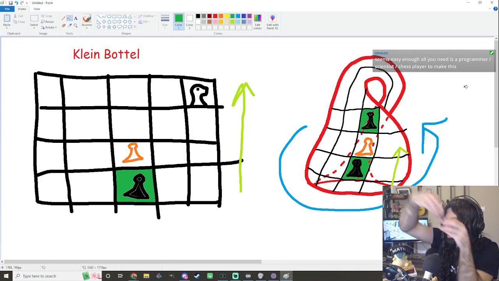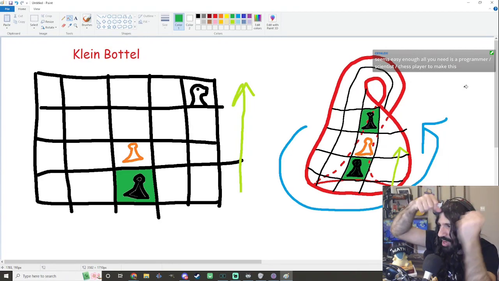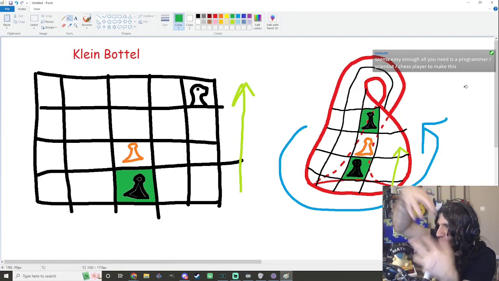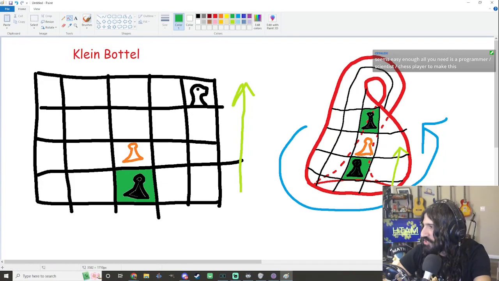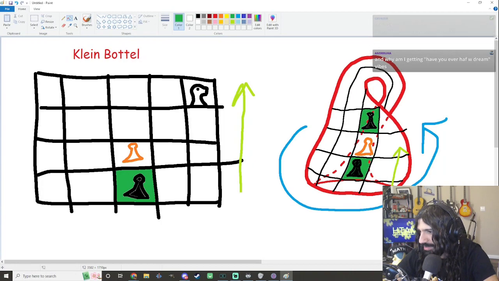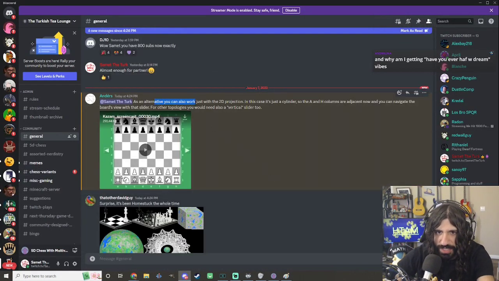So you're rewrapping the Klein bottle around so that you can see from a different angle, you get what I mean. Check the Discord general channel, please. As an alternative, you can also work with just a 2D projection.